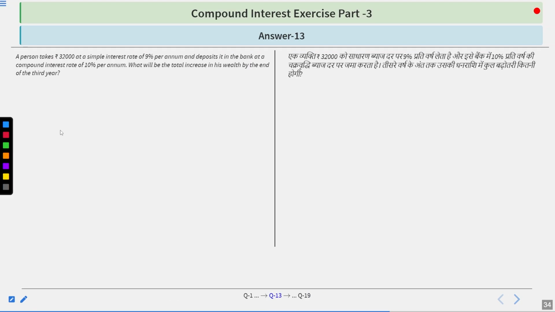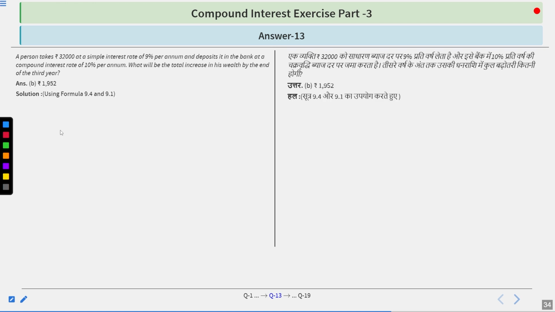So person has taken rupees 32,000 at simple interest. Rate of interest is 9% and he has deposited it in the bank, but this time it was a compound interest and rate was 10%. So we have to find the increase in his wealth by the end of the third year. That means the time is 3 years.